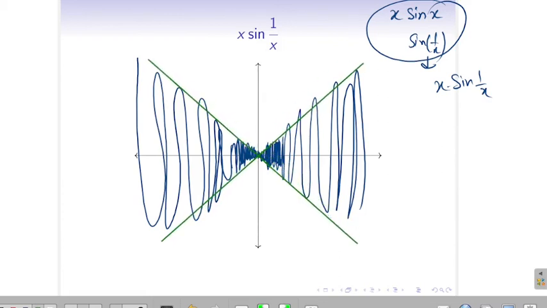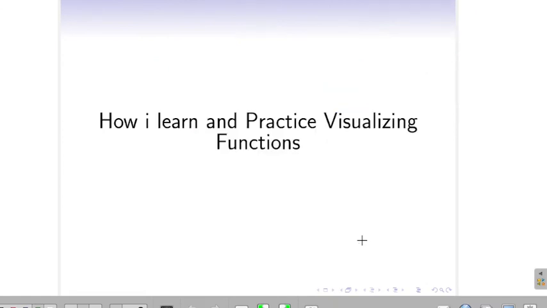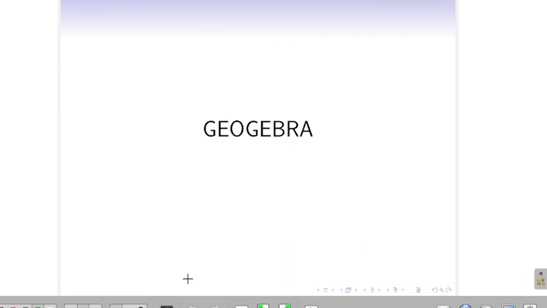So now about me, how I learn and practice visualizing functions. For this, I use GeoGebra. You can go to the website of GeoGebra and you can directly start the calculator. You can also download the software on your laptop, and the app is also available in the Play Store.